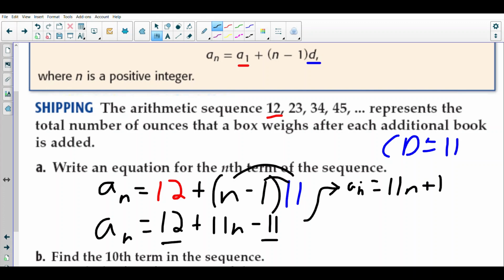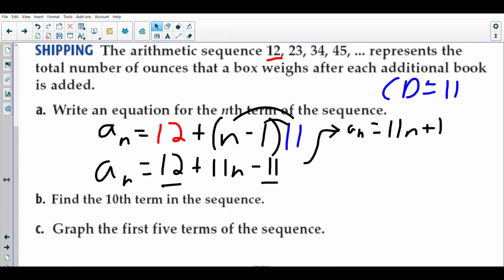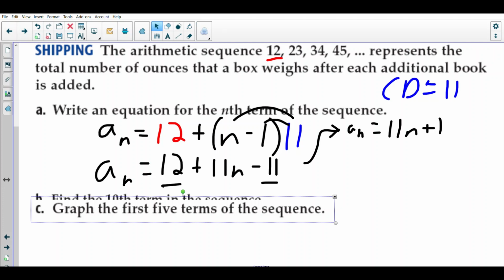Whatever term we want, we can plug into that formula for n, and it'll give us the value of that term. All right, so we're going to get rid of this. We're not going to be too worried about this part.